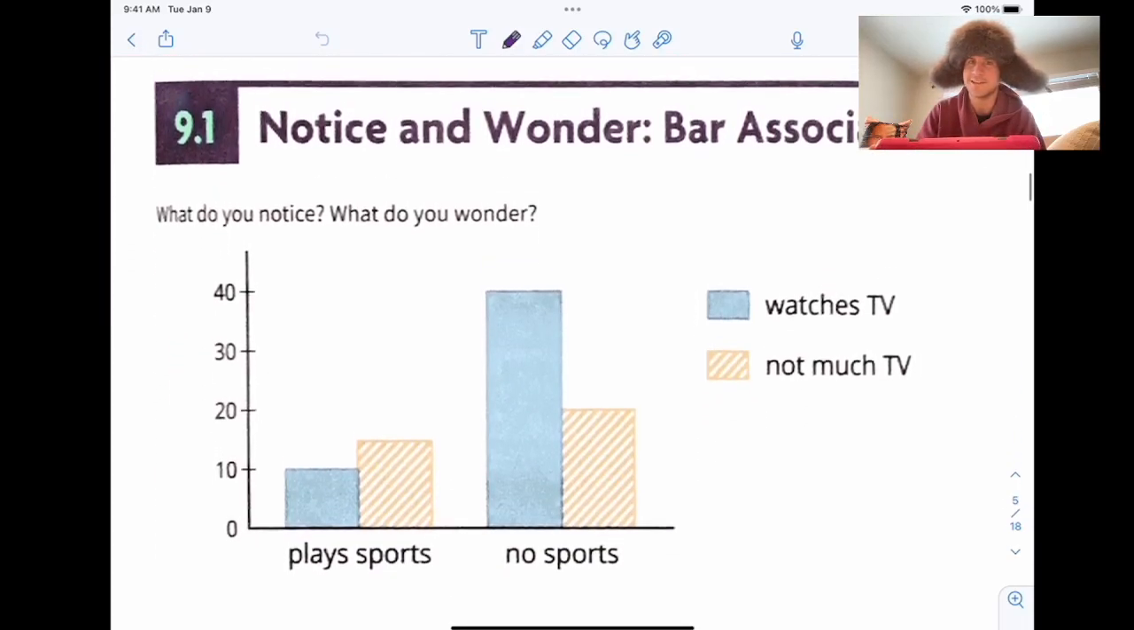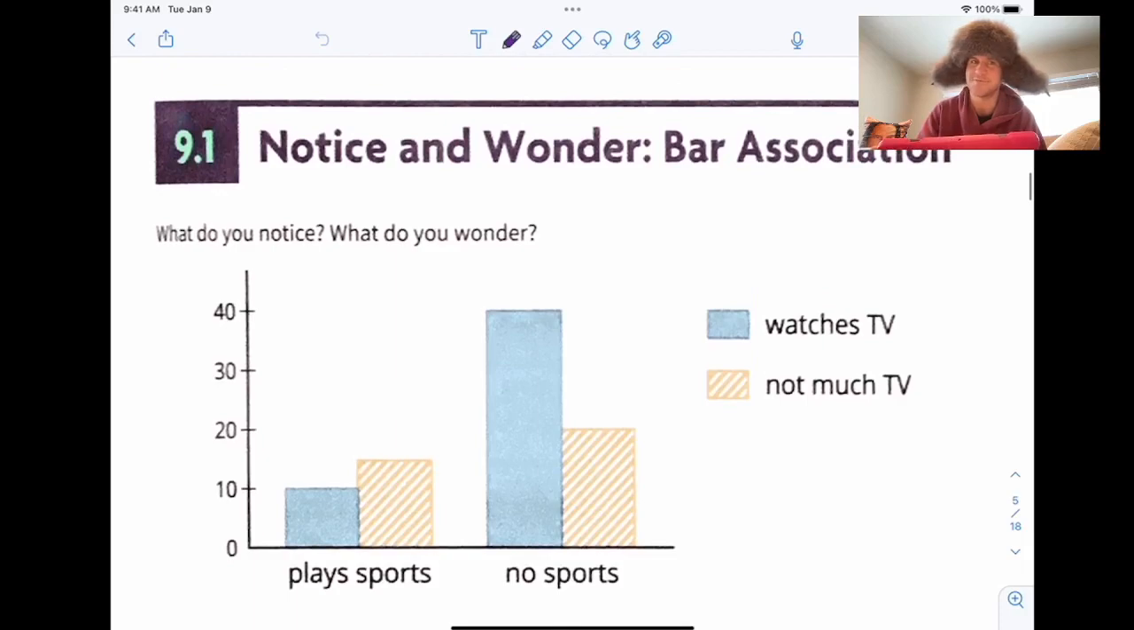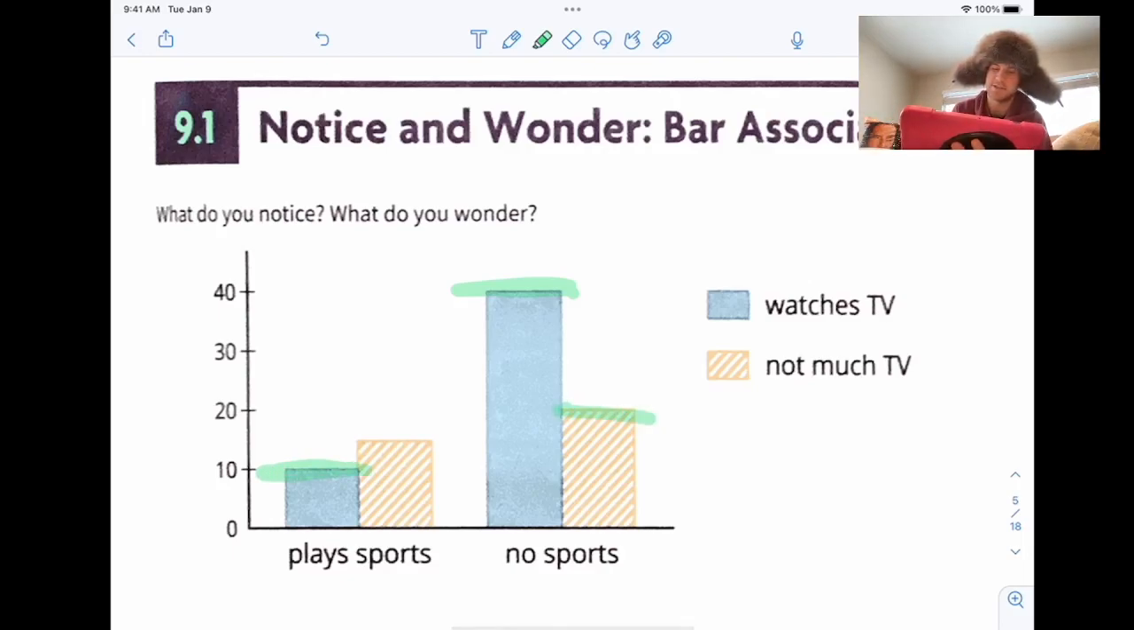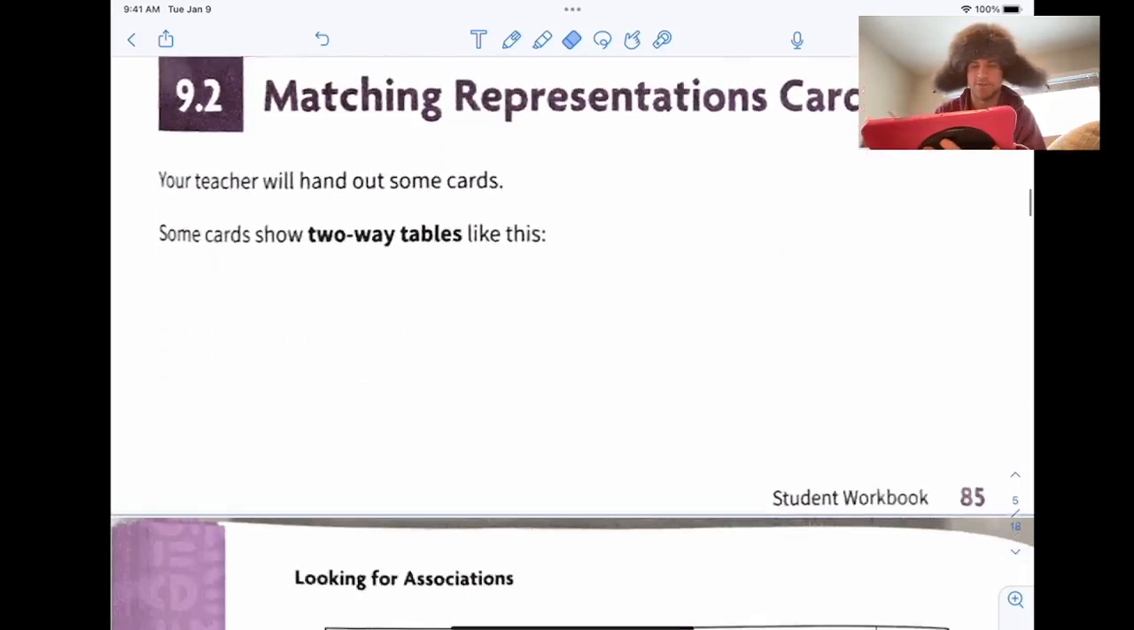So let's check this out. Look at that, a bar graph. What do you notice? What do you wonder? I see that people who don't play sports watch more TV than people who play sports. Still, people who don't play sports don't watch much TV. There's not really much of an association there, but we can see that there is an association between watching TV and playing sports. Okay, so bar graphs.